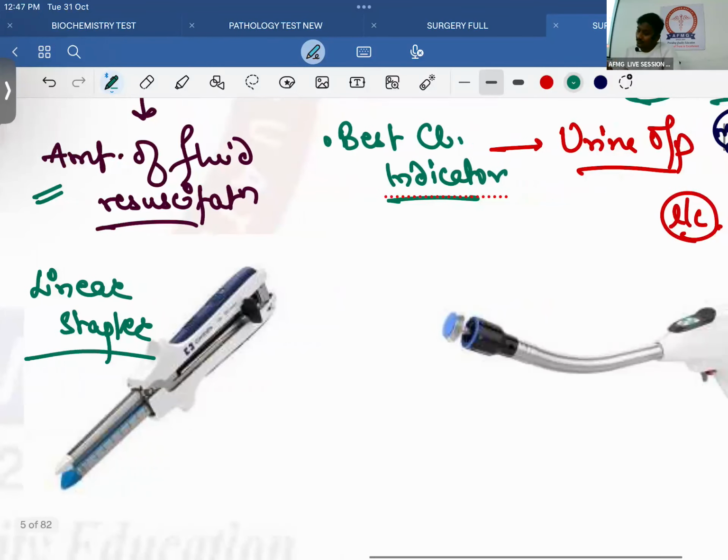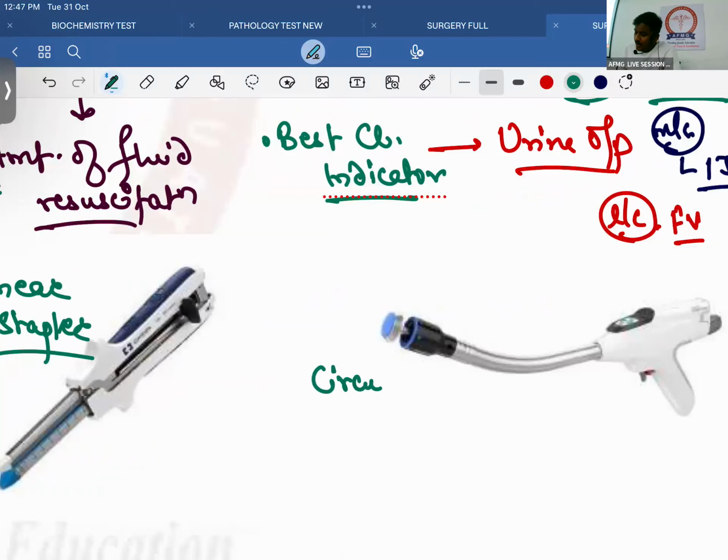What is this? Circular stapler used for which kind of surgeries? Stapler hemorrhoidopexy, which is the surgery of choice for hemorrhoids nowadays. Or it can be used for which surgery in colorectal cancer? Low anterior resection. Shabash. What all do we remove there, beta? Sigmoid colon and the rectum.